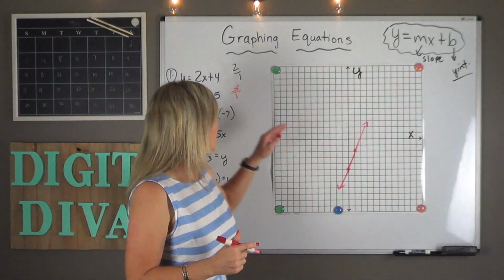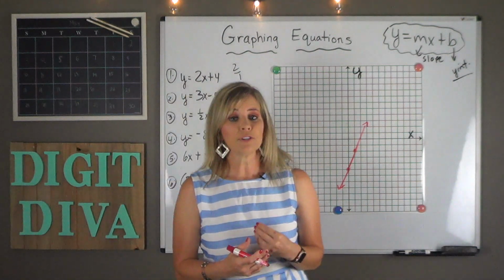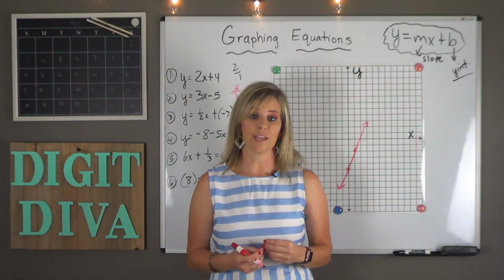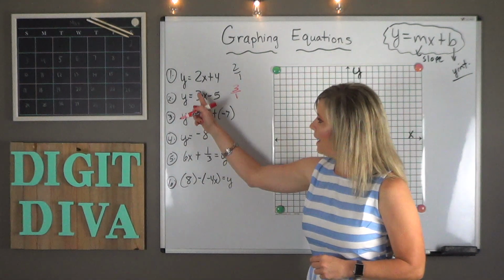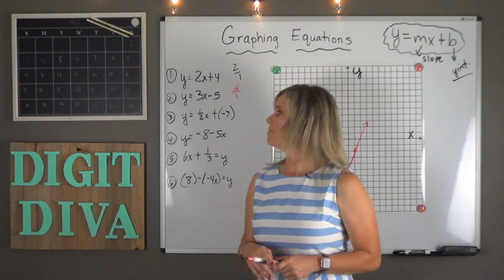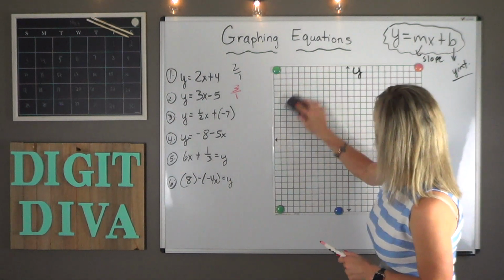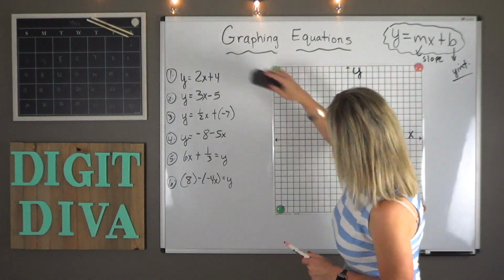Look at your number in front of the variable x, and that's going to tell you if you have a positive slope or a negative slope. If there was a minus sign in front of that 3, our line would have been going down and to the right. Hopefully you are understanding and following along.